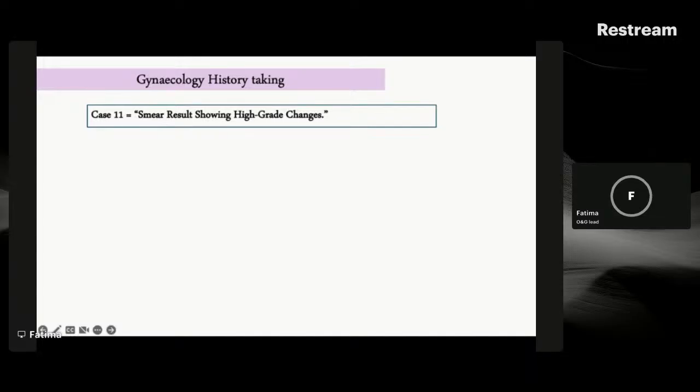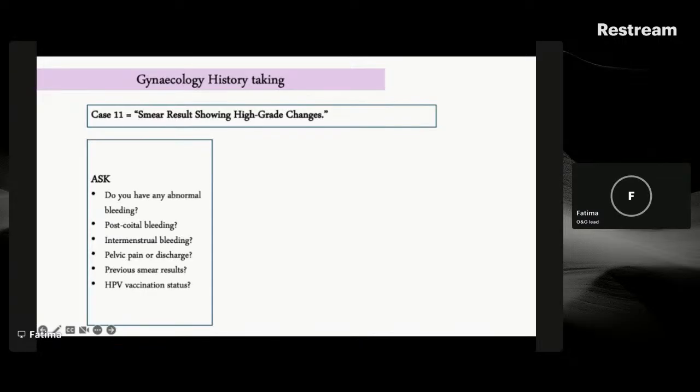And then case 11 is a patient who comes in with smear results showing high-grade changes. Questions to ask: red flag symptoms such as postcoital bleeding, intermenstrual bleeding, any pelvic pain, or any abnormal discharge. These might suggest invasive disease. I'd also ask about previous smear results and HPV vaccine status.